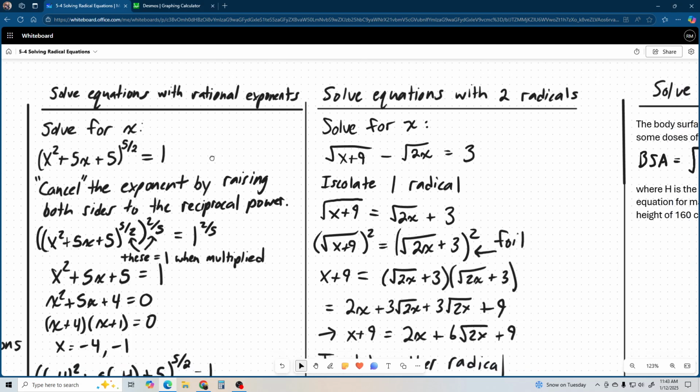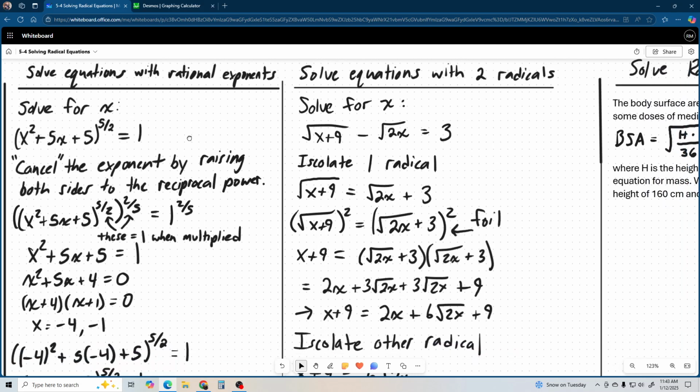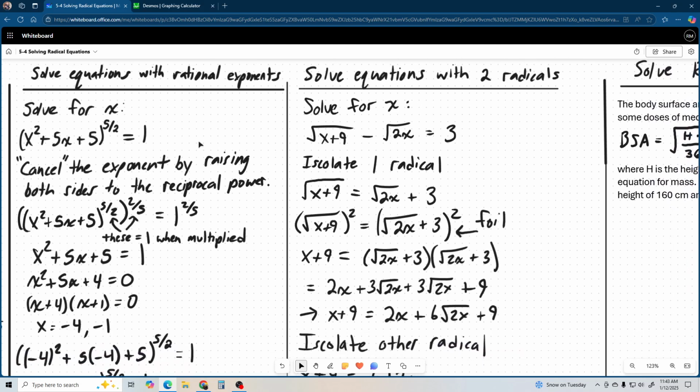So, solve equations with rational exponents. Now, rational exponents, of course, just means fractions for the most part in math, and then exponents, you know what those are. So, let's solve for x, and let's take the equation (x² + 5x + 5) raised to the 5/2 equals 1.